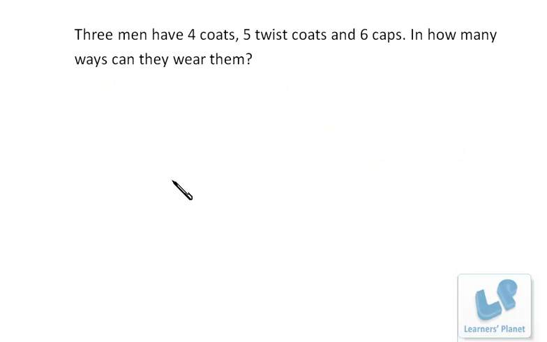Now, let's take this problem. Further, I would suggest you not to go on terminologies, just apply common sense. Now, three men have four coats, five twist coats, and six caps. In how many ways can they wear them? Since there are three persons and each of these three things would be required one each, we need to select three coats out of four. So it's 4C3, right? Simultaneously, each will require one twist coat, so we require 5C3, then 6C3. That means three caps will be selected out of these six caps, right?